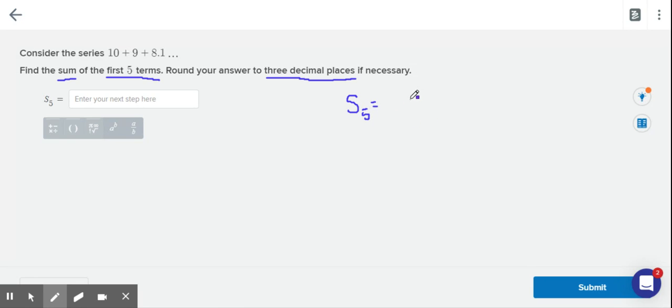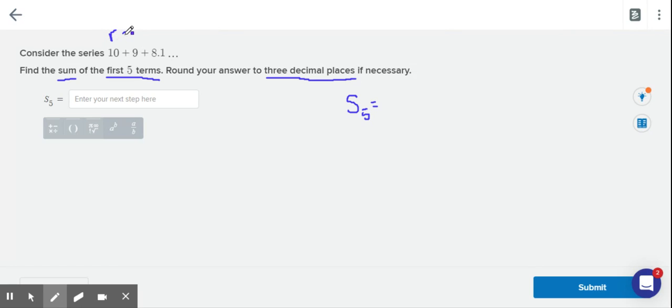Before I even write out my sum formula, I need to figure out, is this arithmetic or geometric? So I know if I'm thinking arithmetically that I can subtract 1 from 10 to get 9, but if I subtract 1 from 9, I don't get 8.1. So that tells me this is probably geometric.